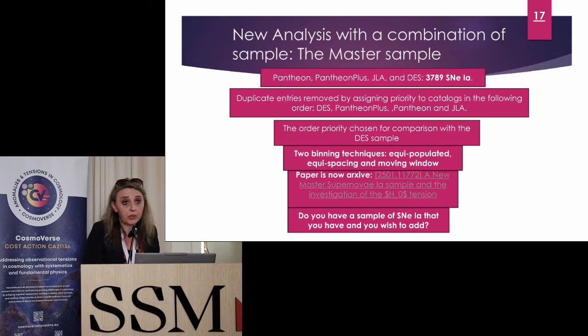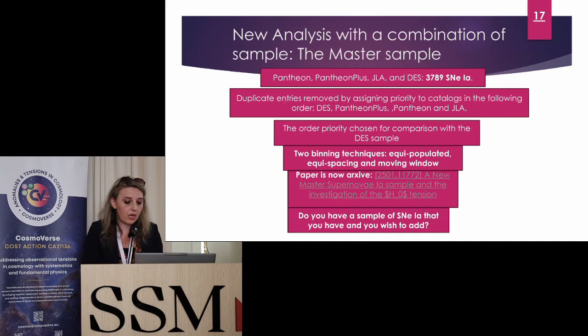The binning techniques that we have used are 3. So we used equipopulation, equispacing, and moving window. Basically equipopulation means that in each bin we have the same number of supernovae. Equispacing means that you have the same volume, which is a logarithmic function of 1 plus z. And moving window means that if you don't have enough data in the equipopulation, you take a few supernovae from the previous bin, a few other supernovae from the next bin, and then you build a larger sample in the equipopulation space.